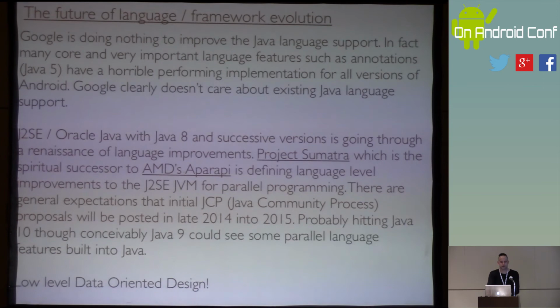I'm not saying that's exactly what they have right now, but I expect to see, in late 2014, maybe 2015, the initial JCP proposals of how to parallelize the JVM. So with Java 9 and Java 10, there's going to be some crazy stuff going on with Java in general. We're not going to see any of that on Android.